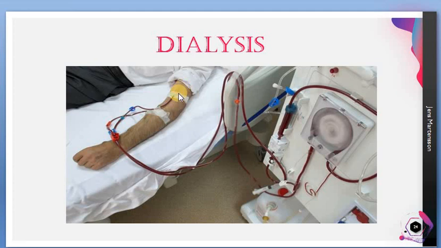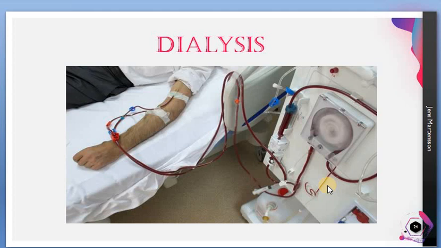So this is the dialysis machine, the artificial kidney. You need to know about that. If a person's kidney fails, then the person may go with this dialysis. So this is what the dialysis machine will look like. So that's it about this lesson.